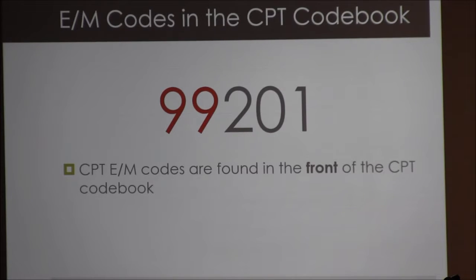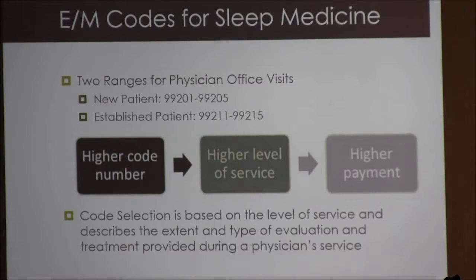In general, E&M codes have a range. For a new patient, 99201 to 205 is the range, and for an established patient, 99211 to 215 are the codes that we use. The higher the code number indicates the higher the level of the service, which indicates the higher level of payment. So the difference between new patient and established patient, you would be able to tell, is the fourth digit.